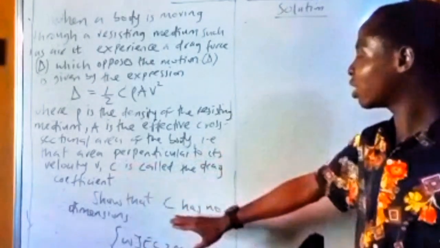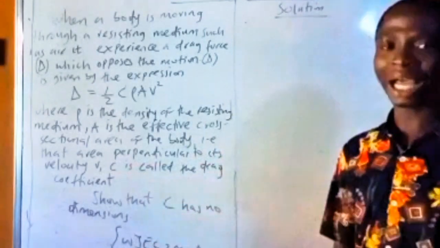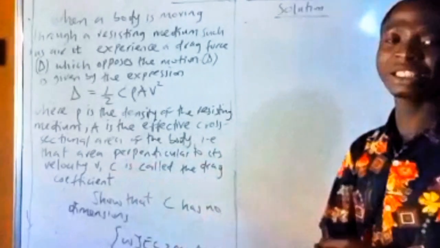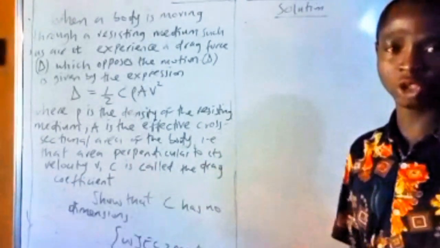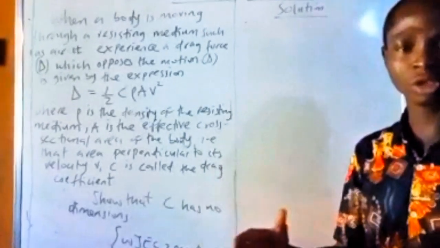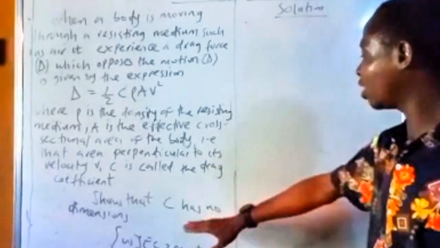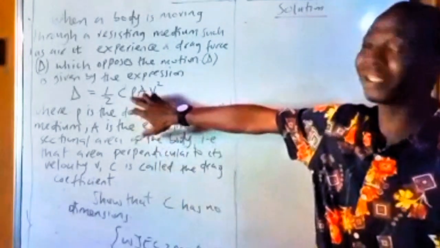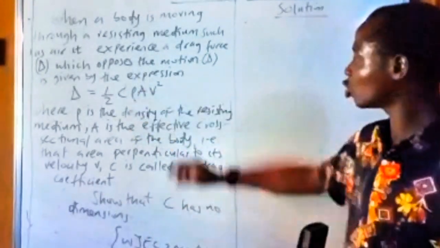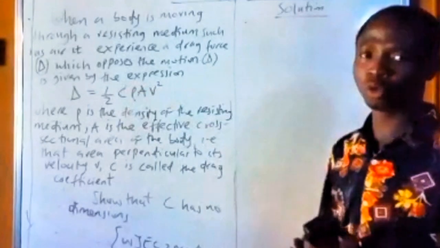So we have to show that this C here has no dimension. That is, the value of C here has no unit. Or probably you can say you should show that the equation is homogeneous, that is, the left hand side is equal to the right hand side. Or probably you should find the value of C. So the value of C that will make C a dimensionless constant is what we have to find. That is to show that this C here has no unit.